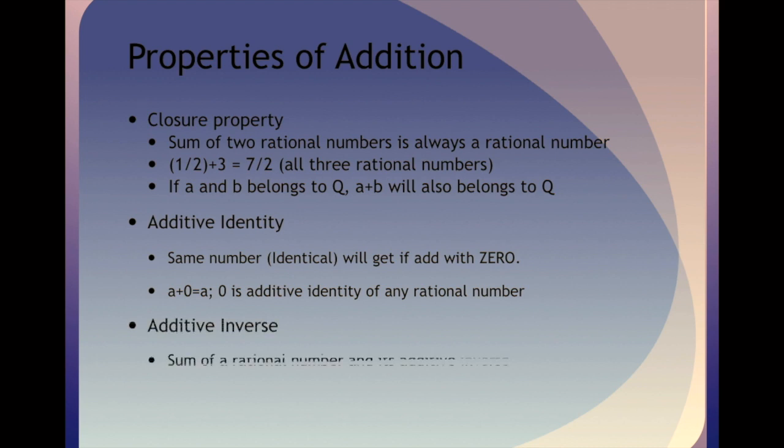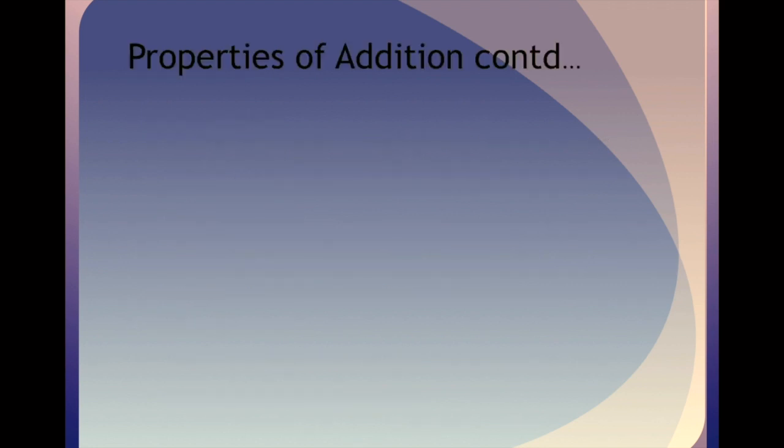Now additive inverse. What is additive inverse? If we add a number with its negative, then the negative number is called the additive inverse. For example, if we add minus a and a, then the answer will be 0. So minus a is called the additive inverse of a, or a is called the additive inverse of minus a. So any number with a negative sign is the additive inverse of that particular number.